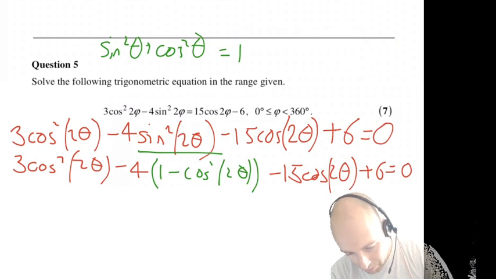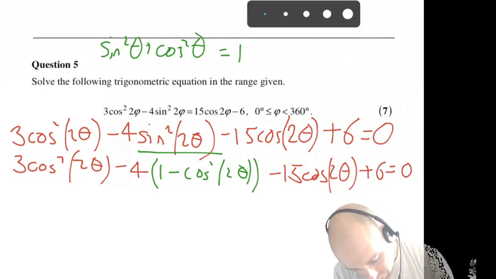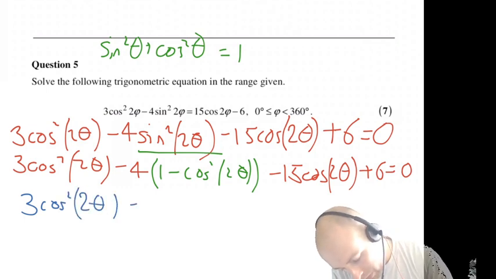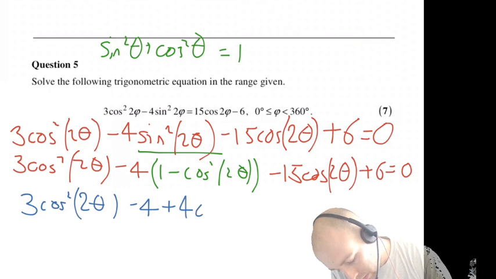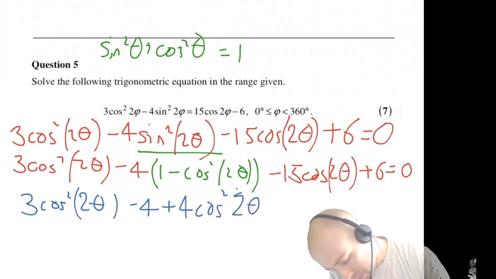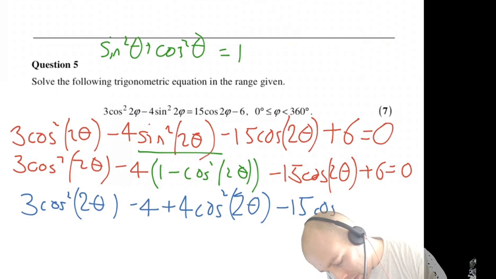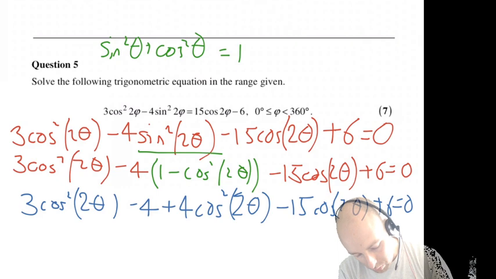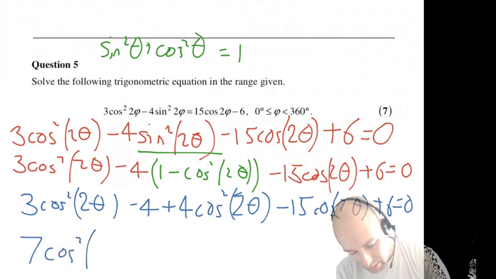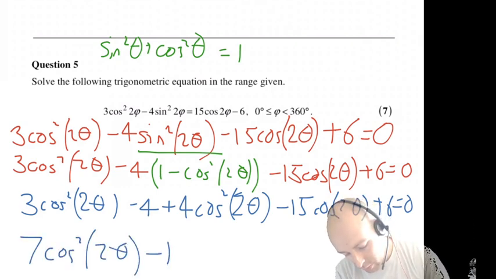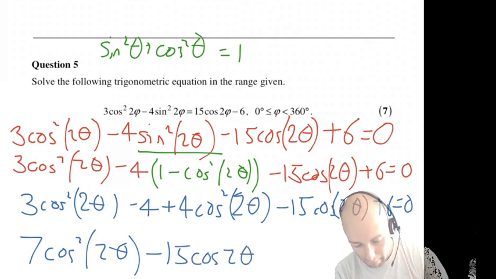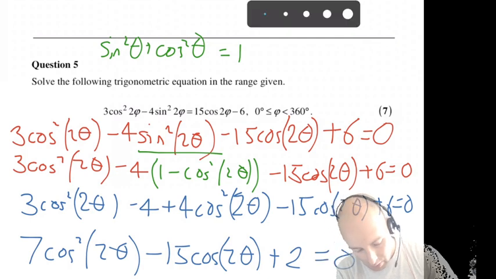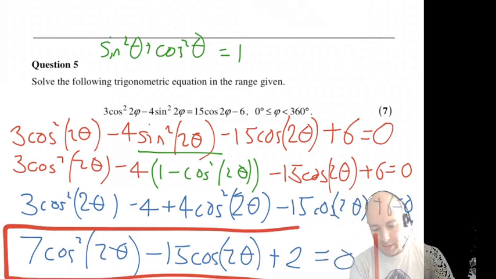So we're going to get 3 cos squared 2 theta minus 4 plus 4 cos squared 2 theta minus 15 cos 2 theta plus 6 is 0. We end up with 7 cos squared 2 theta minus 15 cos 2 theta plus 2 equals 0. So basically, that's what we want to solve.